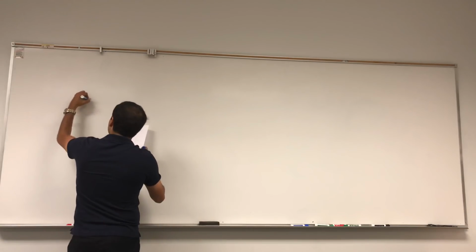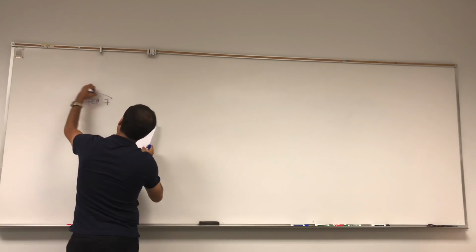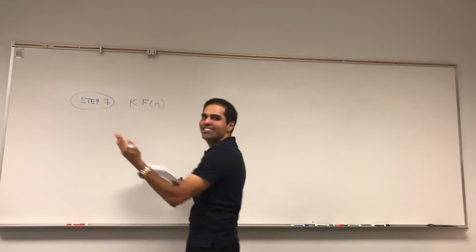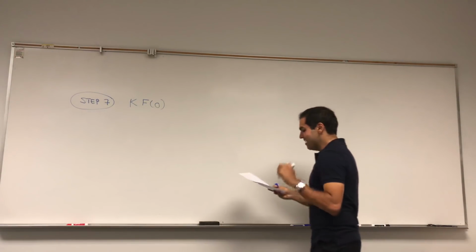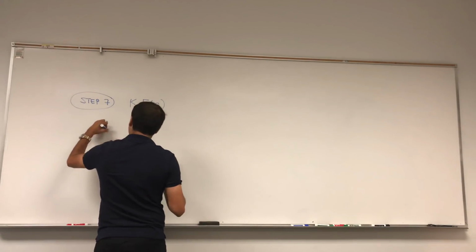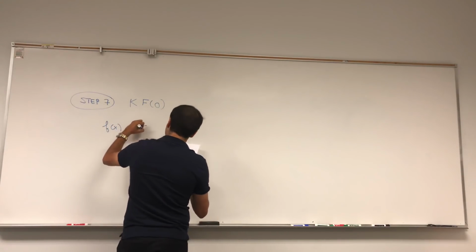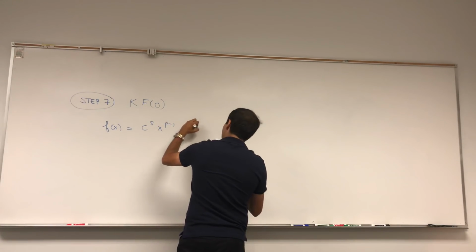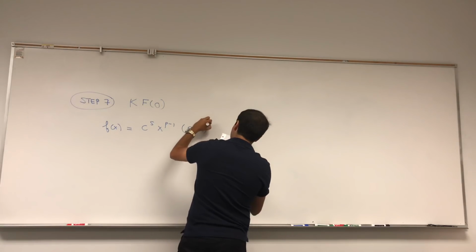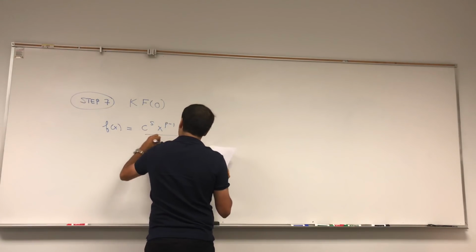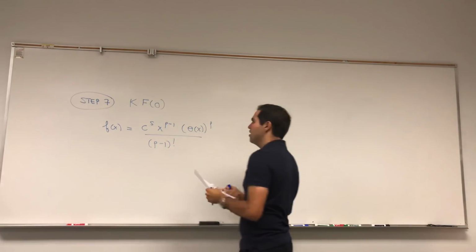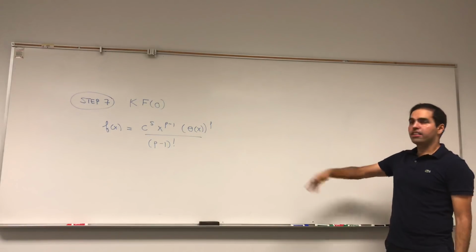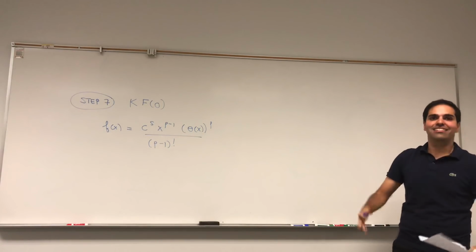So, step 7. So k f 0, almost like KFC, but with a 0. Now, remember, as before, little f is c to the s, x to the p minus 1, theta of x to the p over p minus 1 factorial. And what is F of 0? Capital F of 0 is just the sum of derivatives of f at 0.